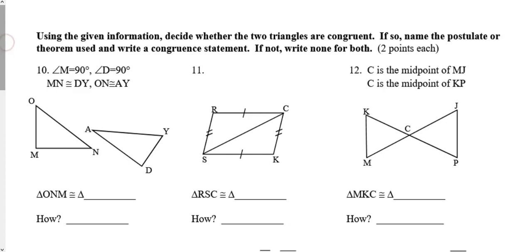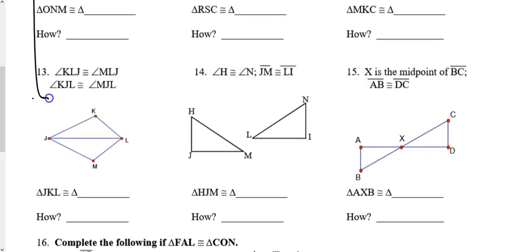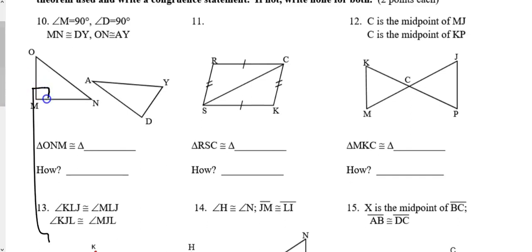Okay, use given information to see if they're congruent. Okay, M is 90. D is 90. MN is congruent to DY. ON is congruent to AY. Okay? Well, if you look at it this way, this is ASS. We don't use that rule. But, since it's a right angle, we do have the hypotenuse and the leg. So, remember, HL is a way to get around ASS in right triangles often.